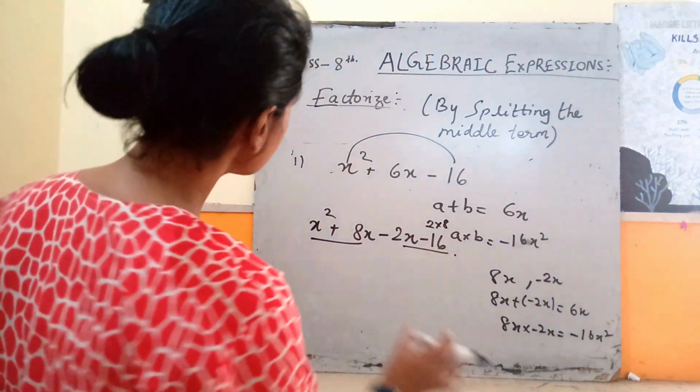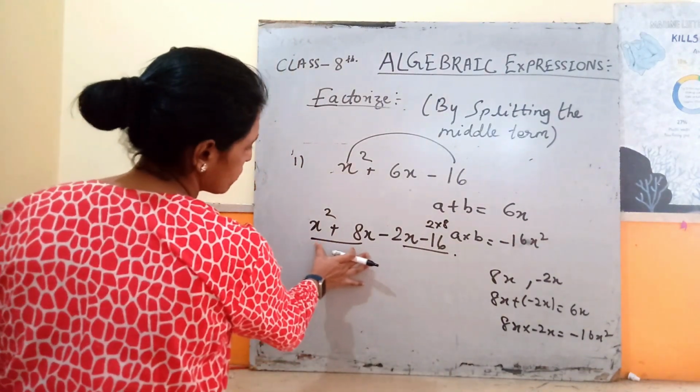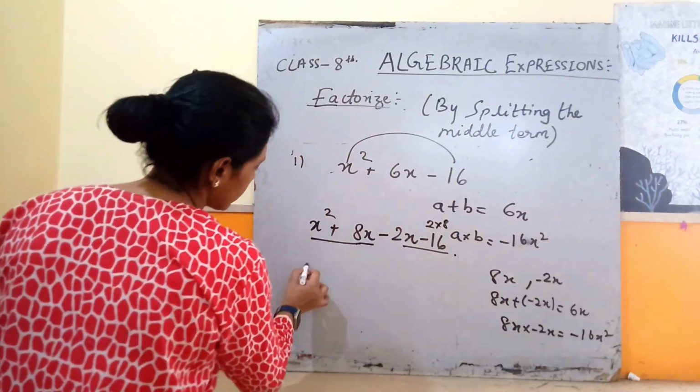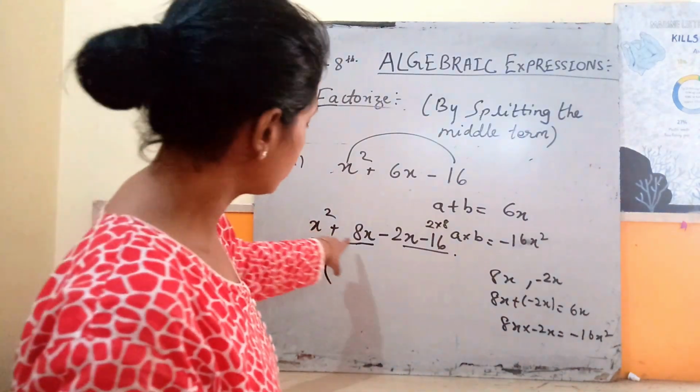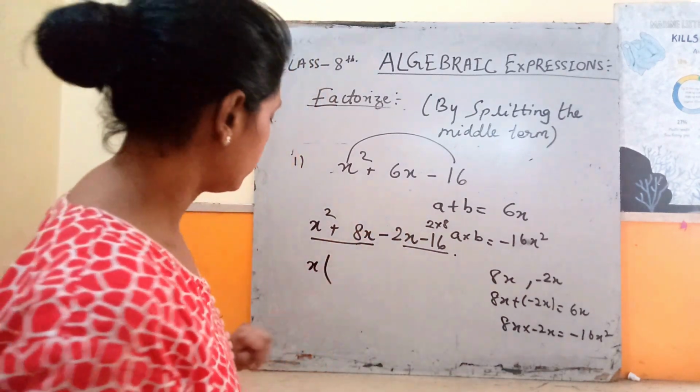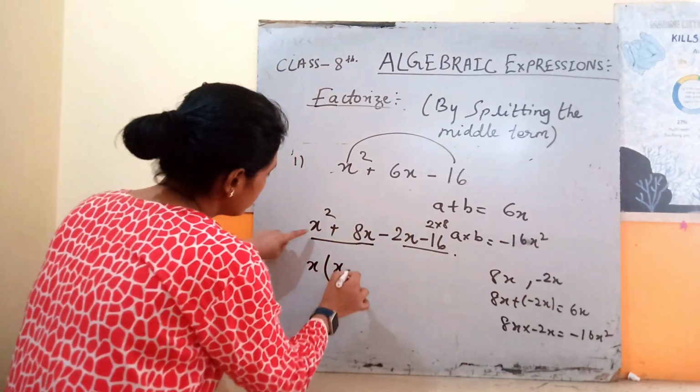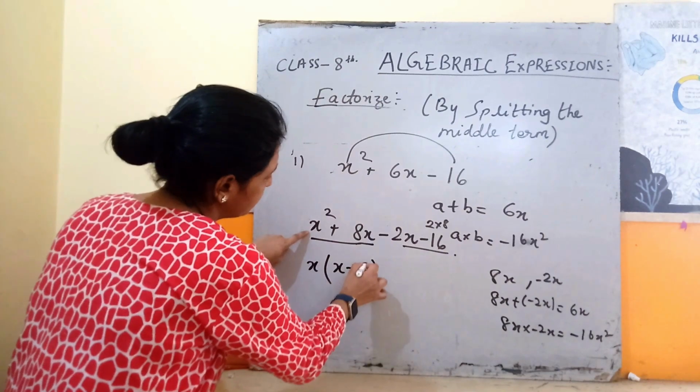Now in the first pair we have got 2 terms, x squared plus 8x. So we can take x as common. Why? Because we have got x squared here and 8x here, so at least 1x can be taken as common. And we are left with x plus 8.